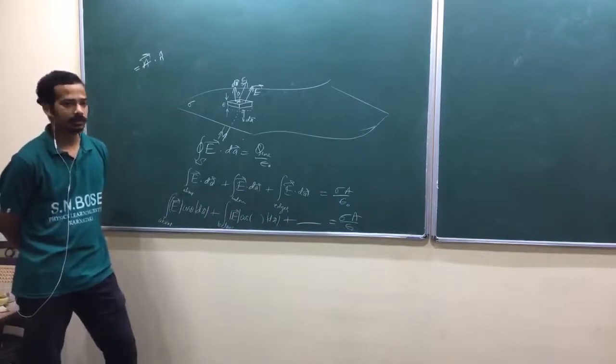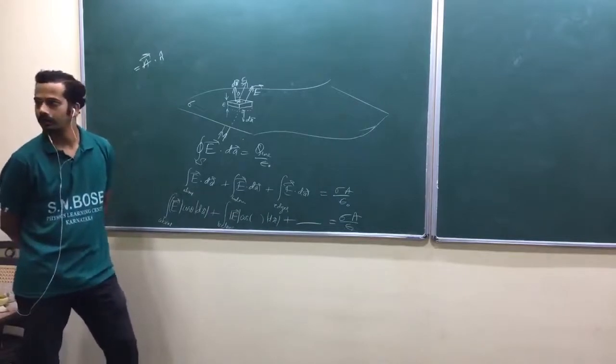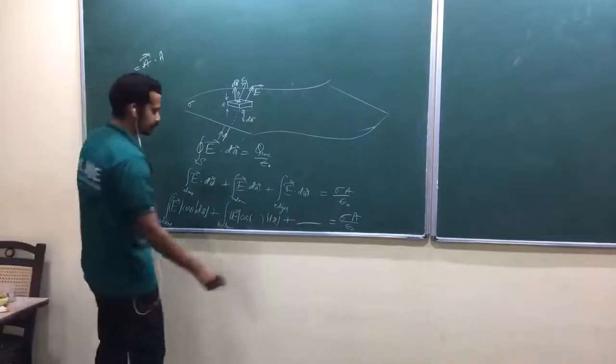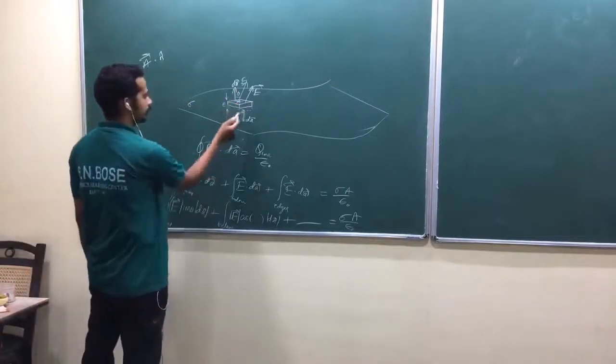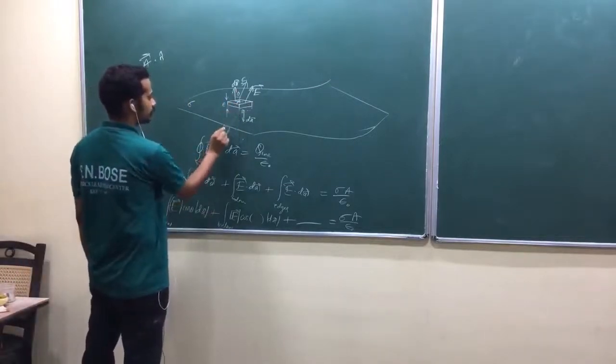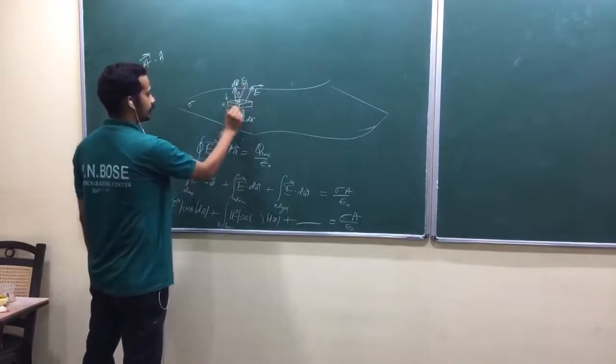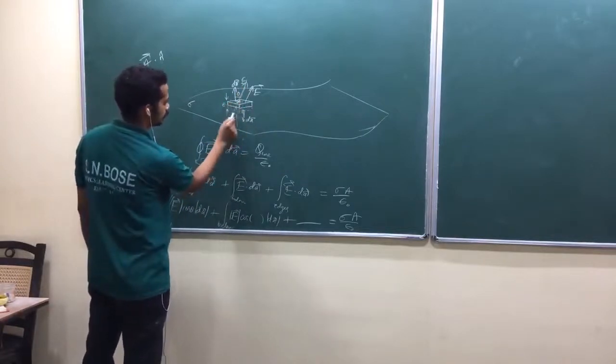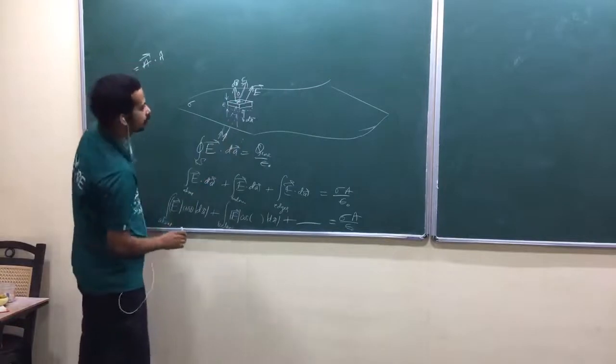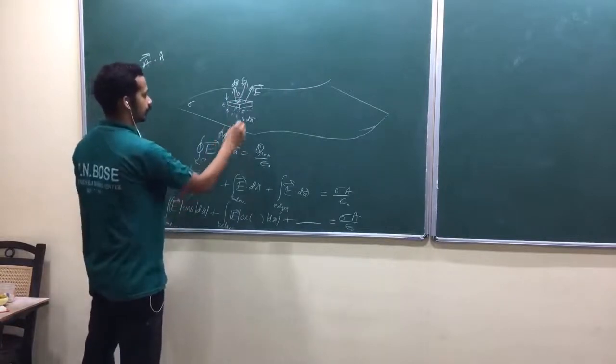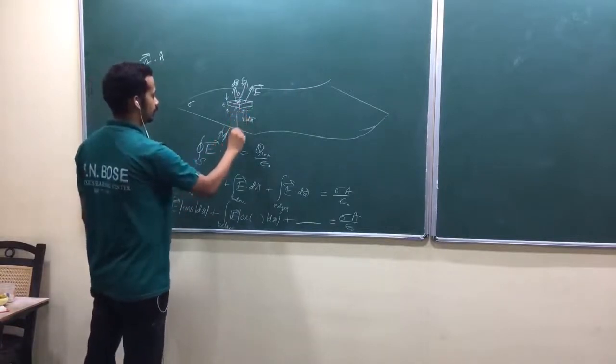180 minus theta. Can I write it like this? Cos of... if this is theta, look here, again I have assumed the electric field like this. If this is theta, what is this one? Not this one, the dA vector.